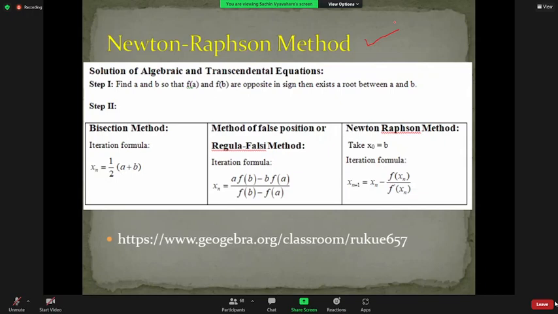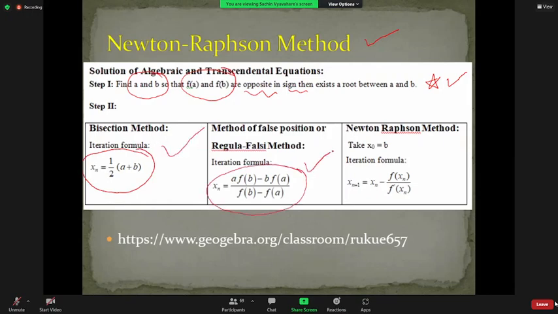So all the three methods have the same requirement. The initial requirement is the same: we select the points a and b so that f(a) and f(b) have the opposite sign. This is the important thing that we require in all the three methods. Then only we start the iteration. Once we get that a and b, in the bisection, we have already seen this is our formula. In regula falsi, this is the formula that you should remember.